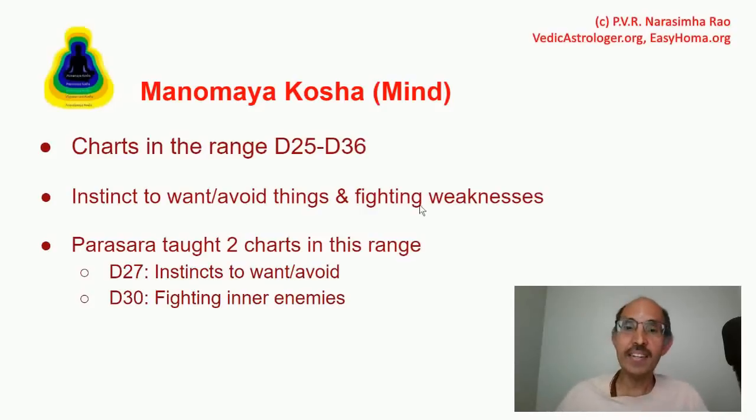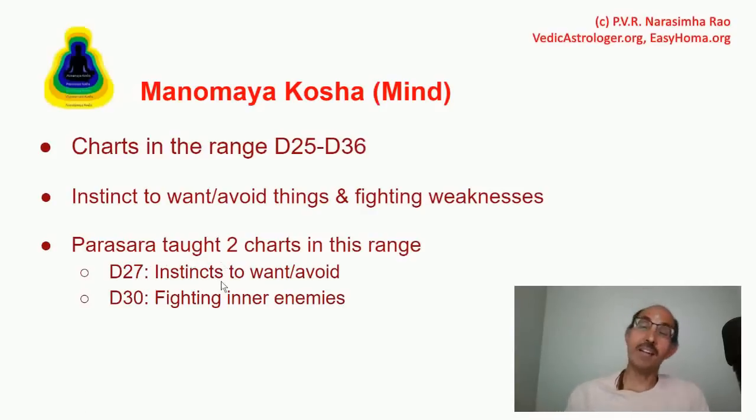So fighting these inner enemies is the other thing. And there are two charts Parashara taught in this range. One is D27, known as Saptavimshamsa or also Nakshatramsa or Bhamsa. This chart shows instincts to want or avoid. By the way, one interesting thing to find is, if you subtract multiples of 12, this is 3 and 6. 3 is the initiative inside one. So the initiative inside one to want certain things or to run away from certain things. So that basically is captured by D27 chart.